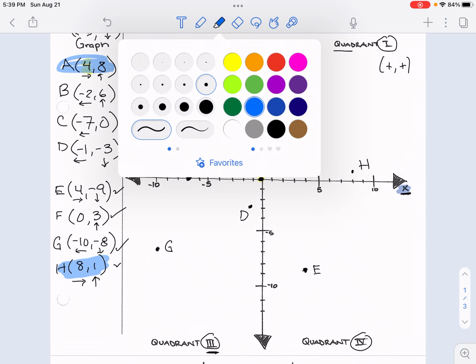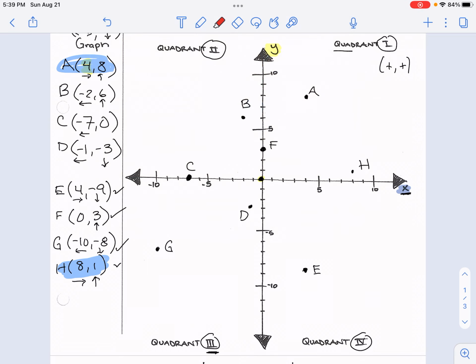Okay. Let's go with a different color here. I only have 1 point in quadrant 2, but I'll use that 1 point. That is B. This point is where the first value, the X value, is negative, comma, the second value. We have a positive 6 here. The Y value is also positive. So negative, positive.